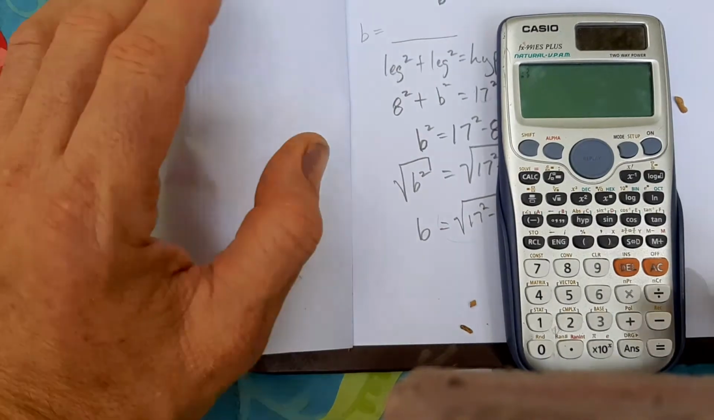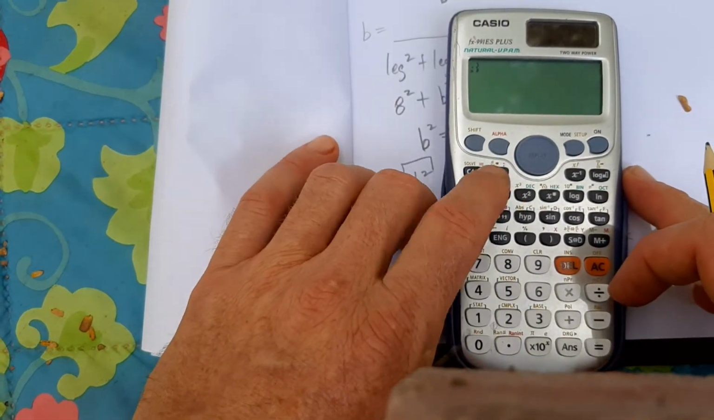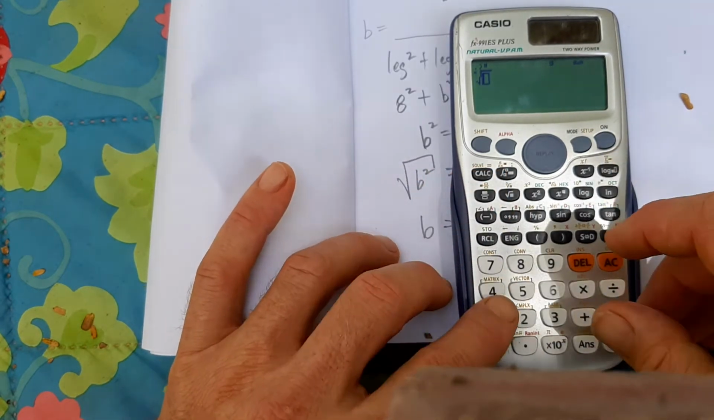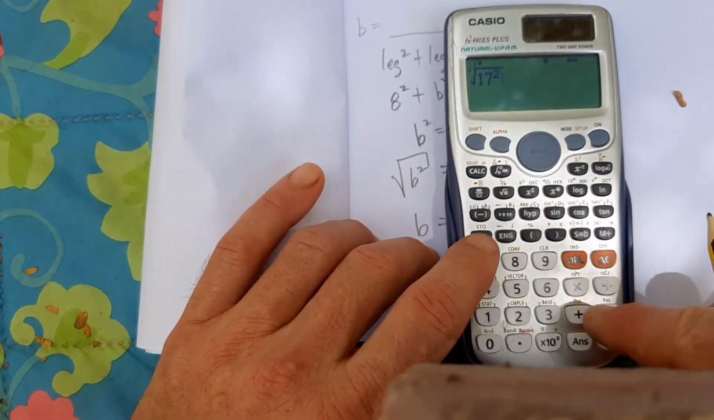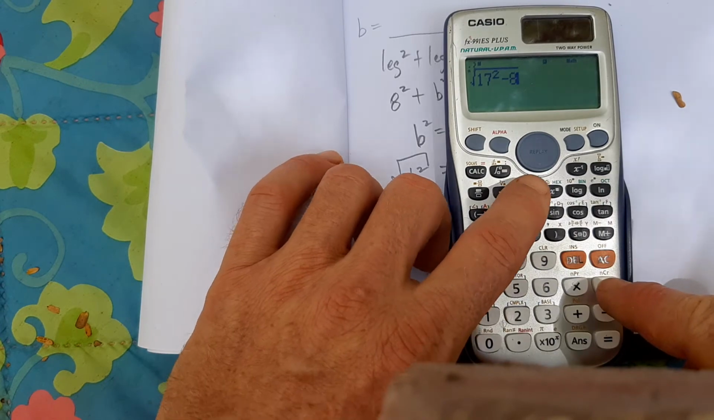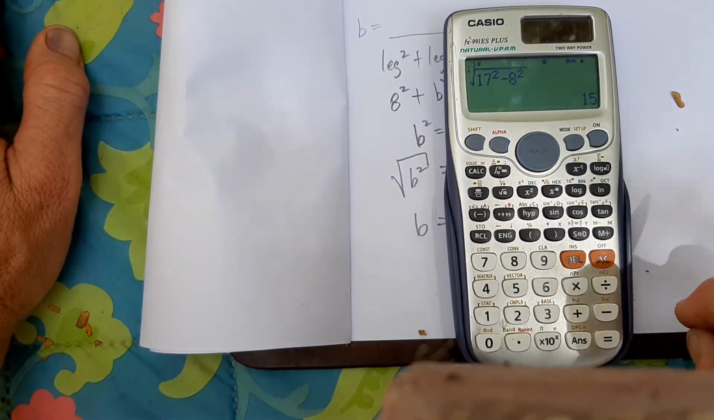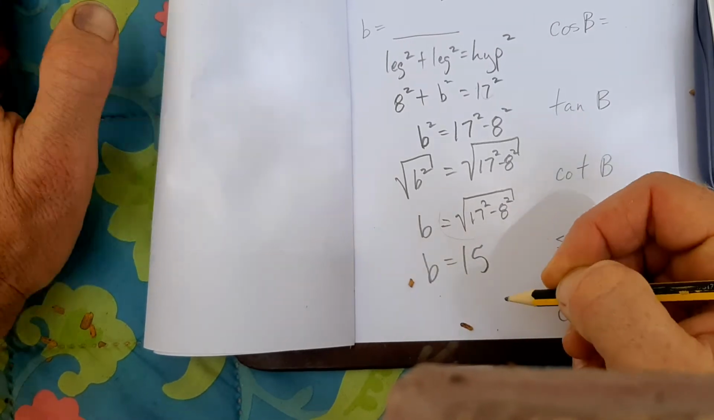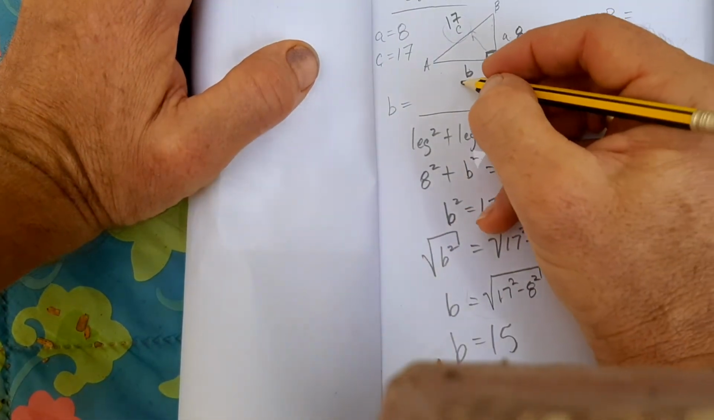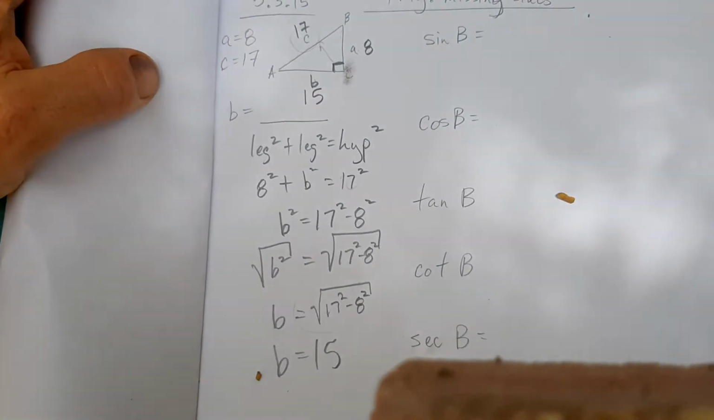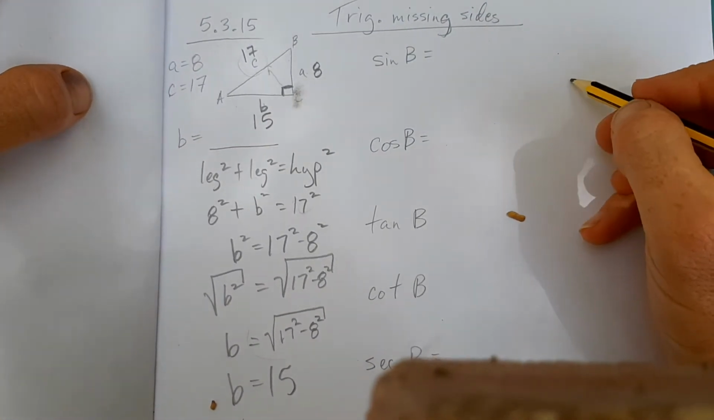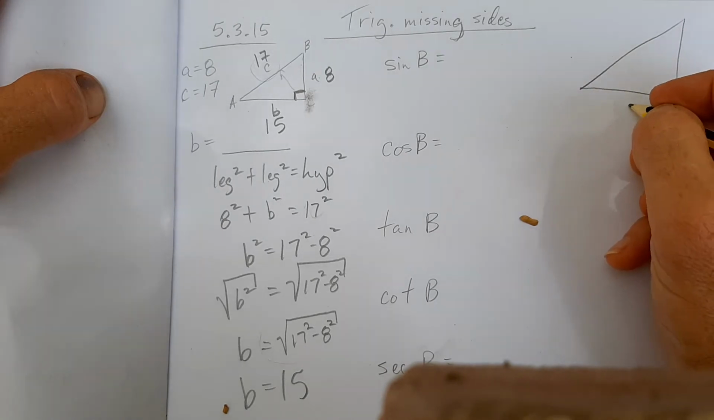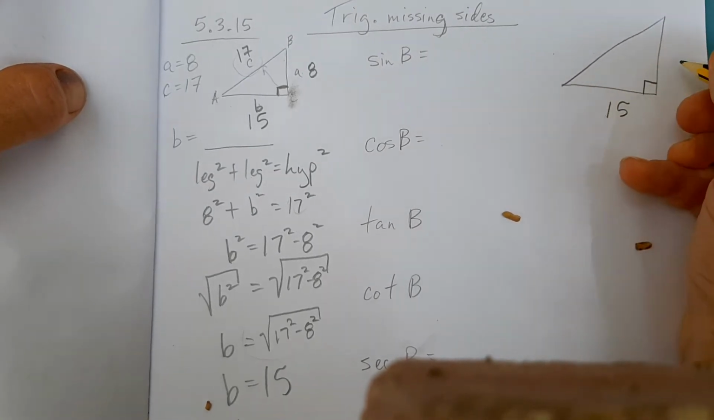I'll do it right here. Square root, oops, on. Square root, 17 squared minus 8 squared equals 15. B equals 15. I'm going to put that on my little diagram up here. 15. Maybe I'll draw it bigger right over here again. Not drawn to scale, but I got the main things.